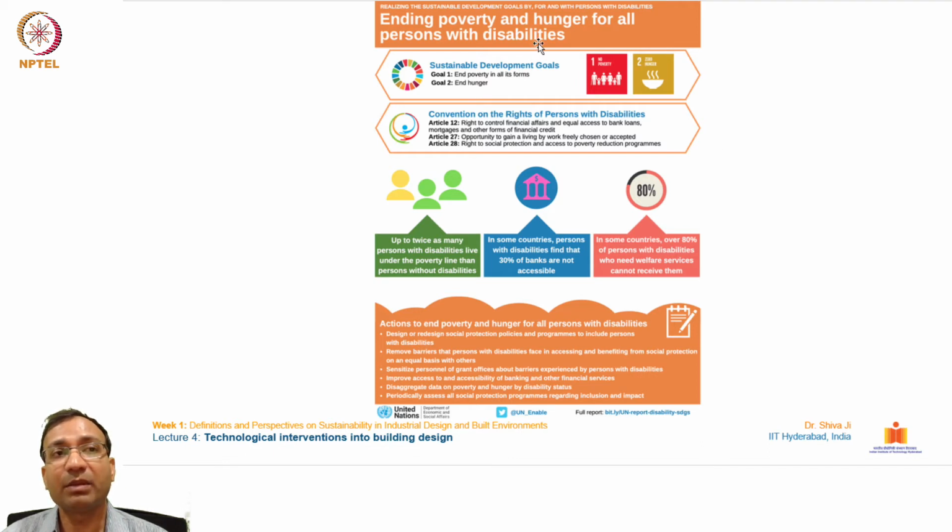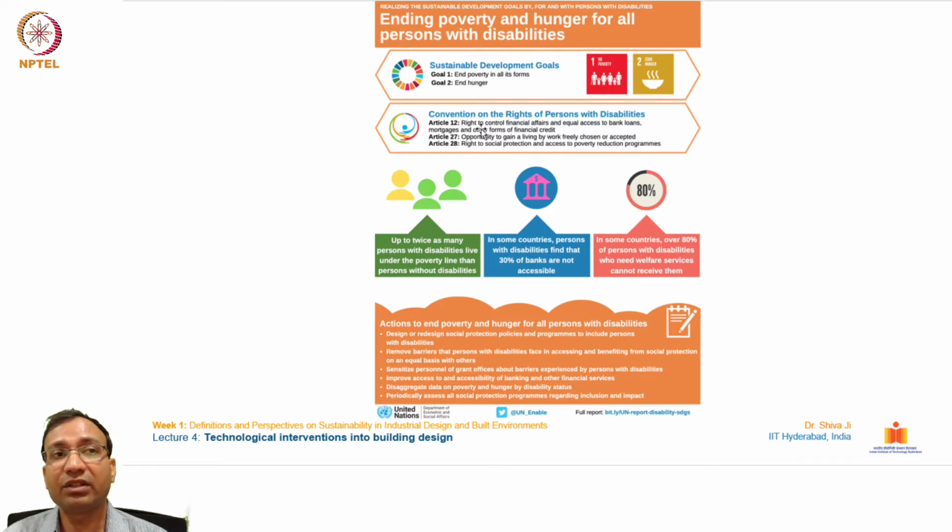So this set of people are also equally deserving of such financial help and assistance available from financial institutions. Article 27 talks about the opportunity to gain a living by work freely chosen or accepted. Article 28 talks about the right to social protection and access to poverty reduction programs.